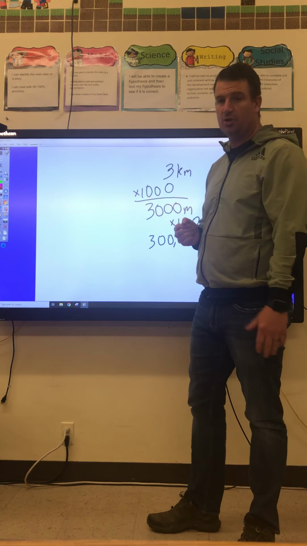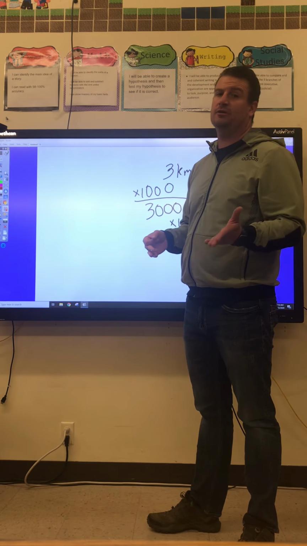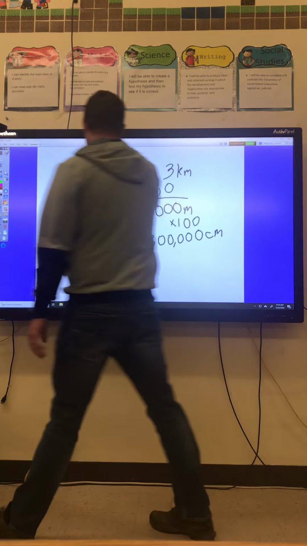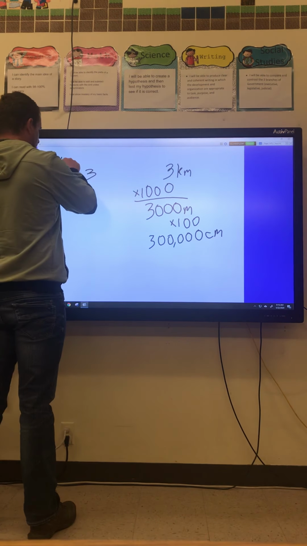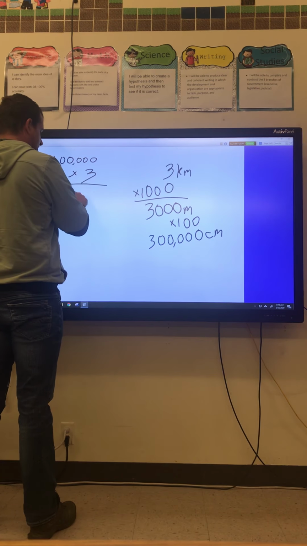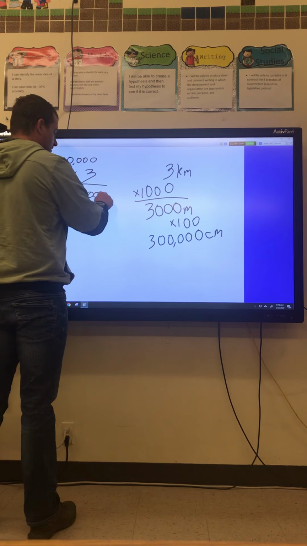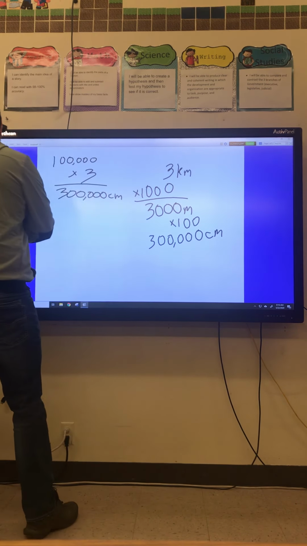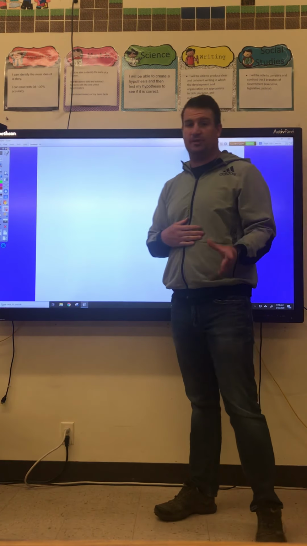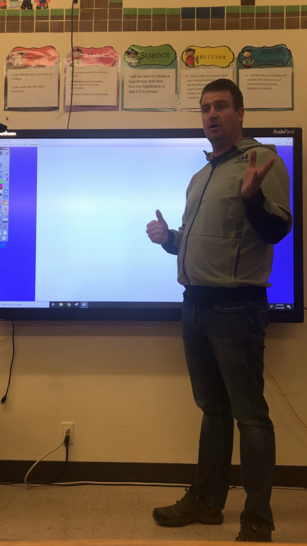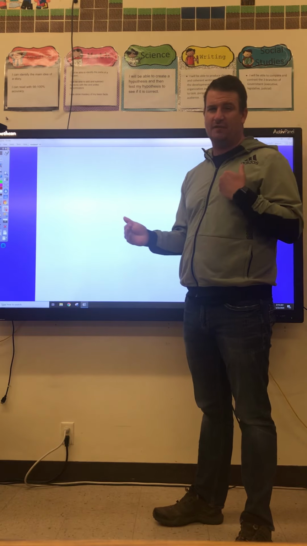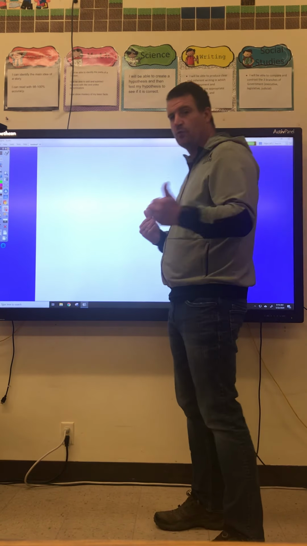The other way we can do that is, we figured out on the first one there are 100,000 centimeters per kilometer. So we could take 3 times 100,000, and it would do the same thing. It still equals 300,000 centimeters. Again, just know that on that first page where I showed you, there's 100 centimeters per meter, and there are 1,000 meters per kilometer. That's very important information to have down and to be using for your conversions.